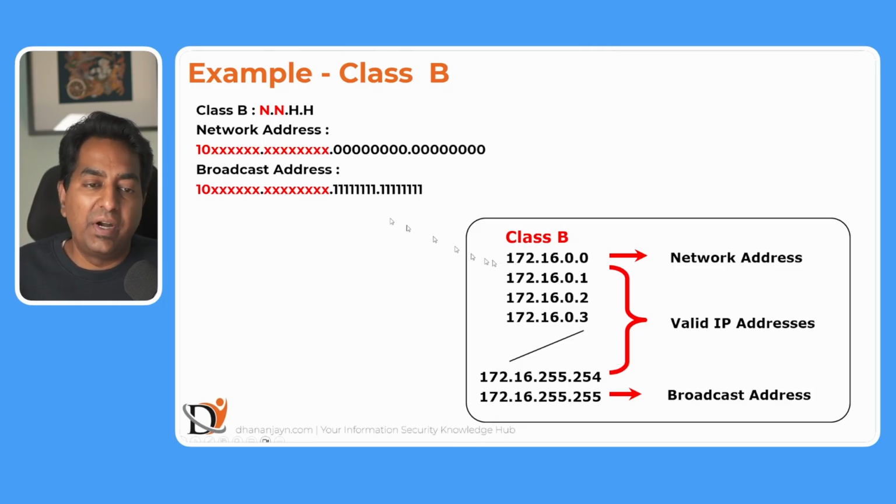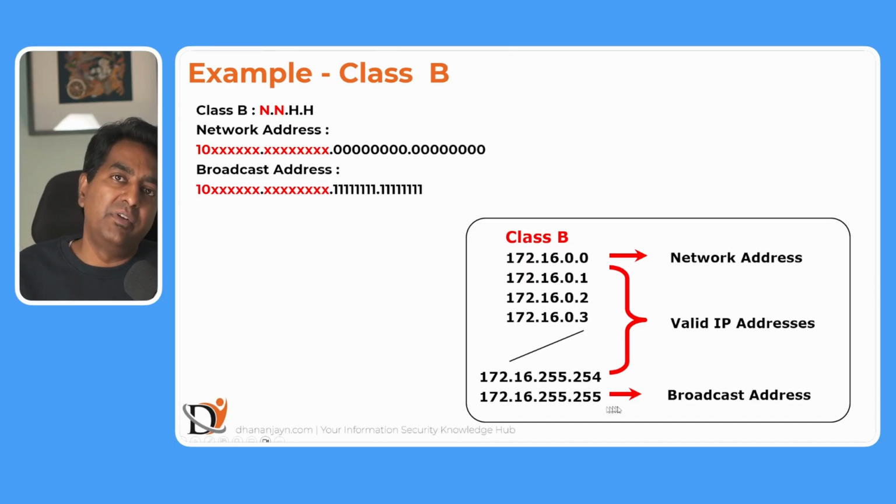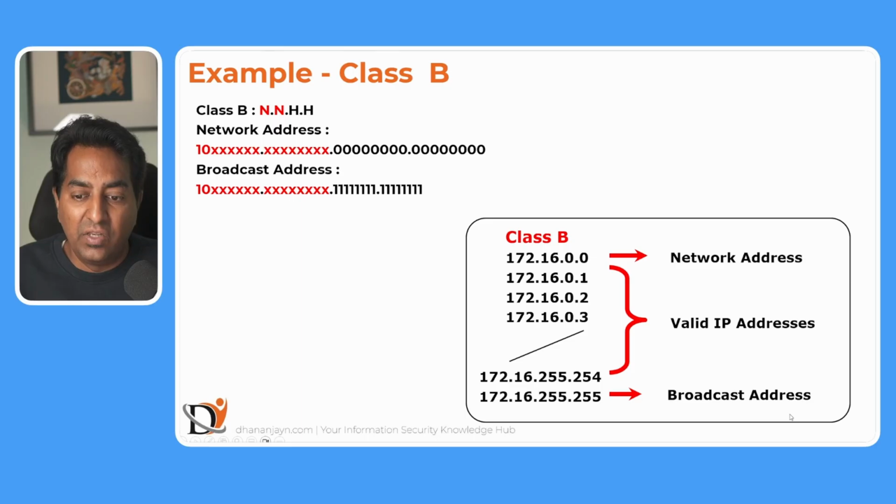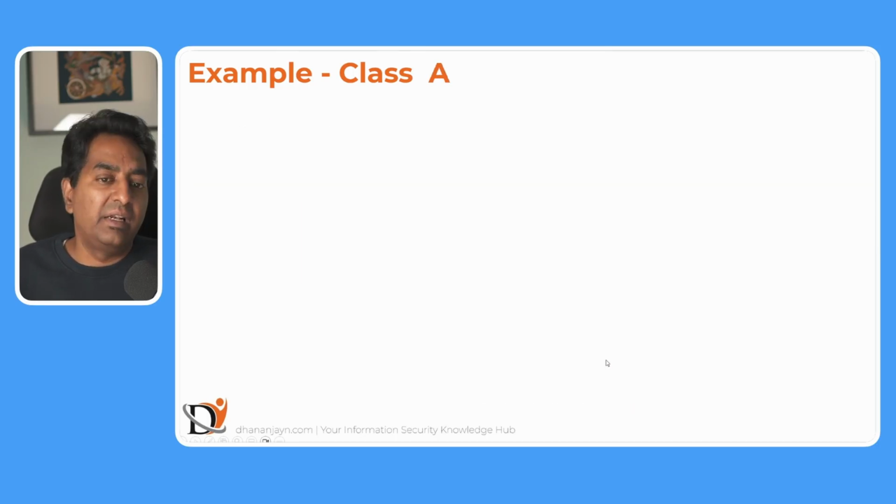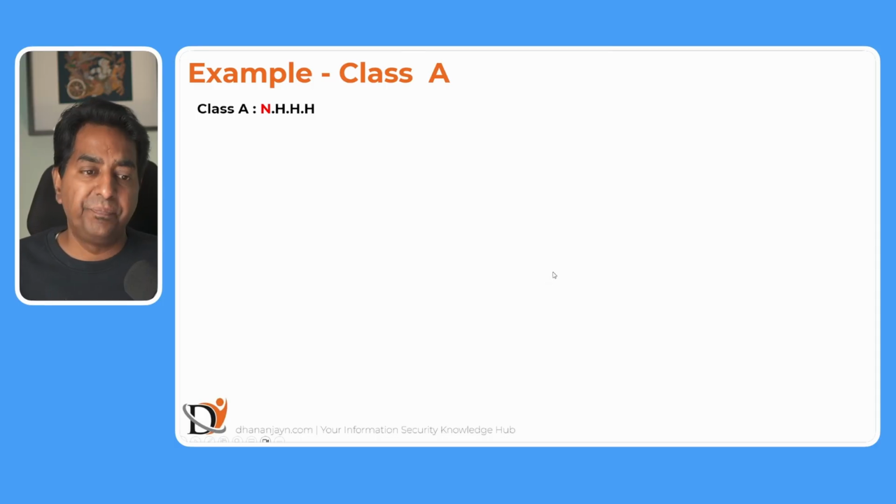The network address for this particular IP is 172.16.0.0, and the broadcast address would be 172.16.255.255. So the valid range would be 172.16.0.1 to 172.16.255.254.